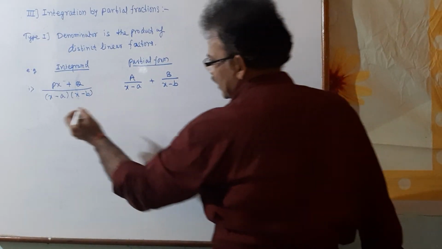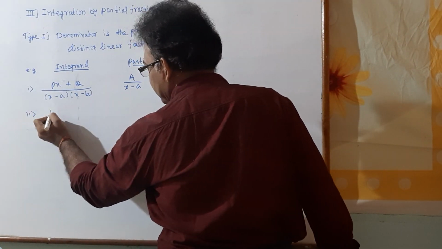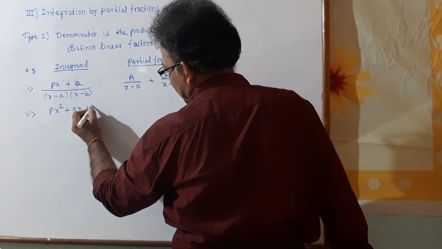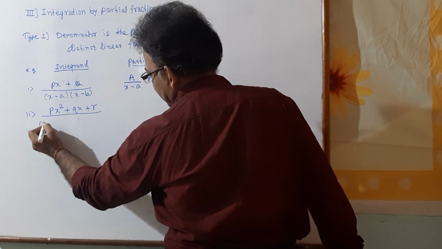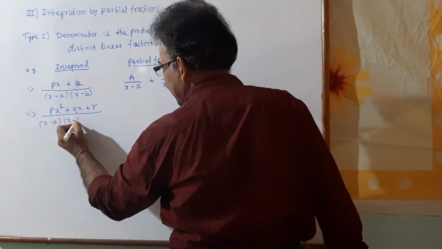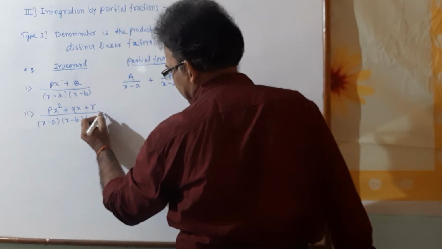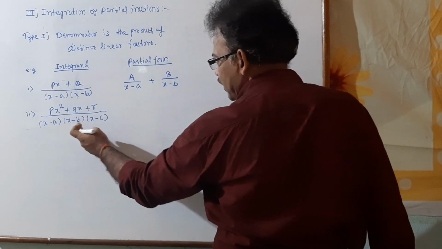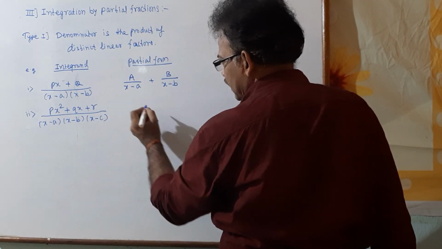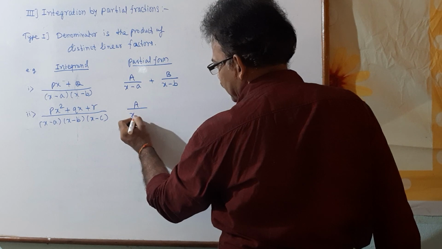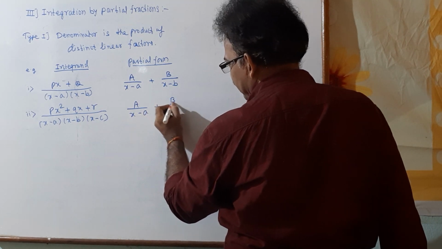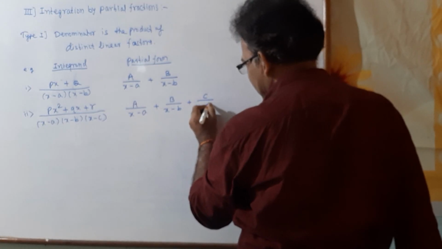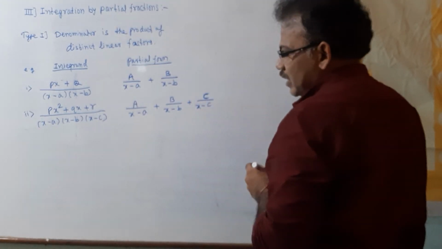Another example, suppose the integrand is of this type: px square plus qx plus r divided by x minus a into x minus b into x minus c. Here note that in the denominator of the ratio, there are three different linear factors. So we take three constants, A divided by the first factor plus B divided by the second factor plus C divided by the third factor. Note that, take this as a formula.